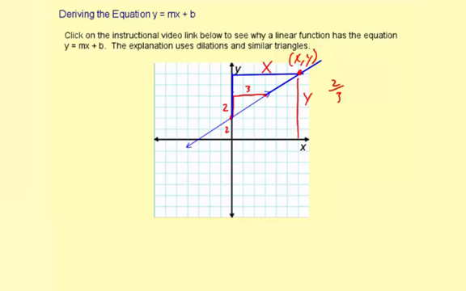Okay, now I don't know how far this is yet, but I know the total height is y, and this initial amount is 2. So if I want to find this height of the triangle right here, it's going to be the y, which is here, but then take away the 2, which is down here, and that'll leave this piece of the triangle left over, or the height. So it'll be y minus 2 is the height of this triangle.